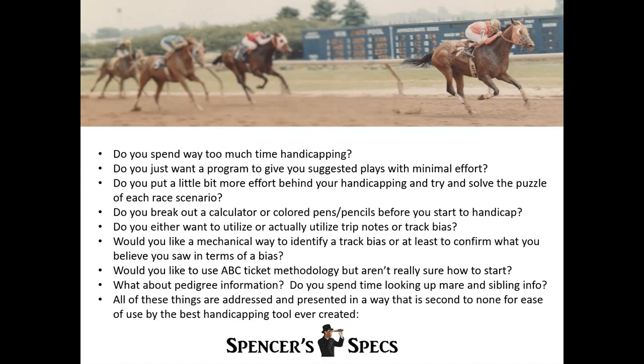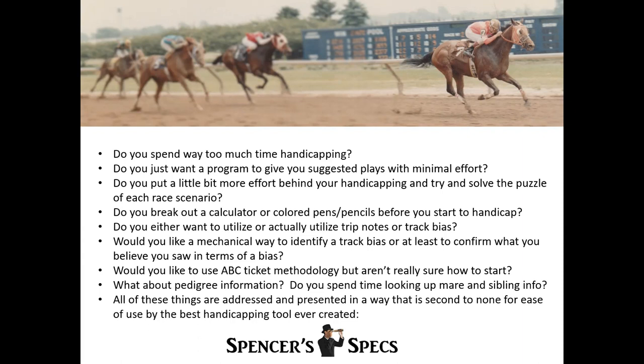Do you either want to or do you actually utilize track bias or trip note information? And do you spend a ton of time triangulating that data and ensuring you're not missing a horse that's running today that maybe ran against or with a bias in one of their previous outs? Do you have a trip note on a horse and it's not triangulating well with the roster of horses on that card? Is there a lot of manual effort required for you to utilize these two?